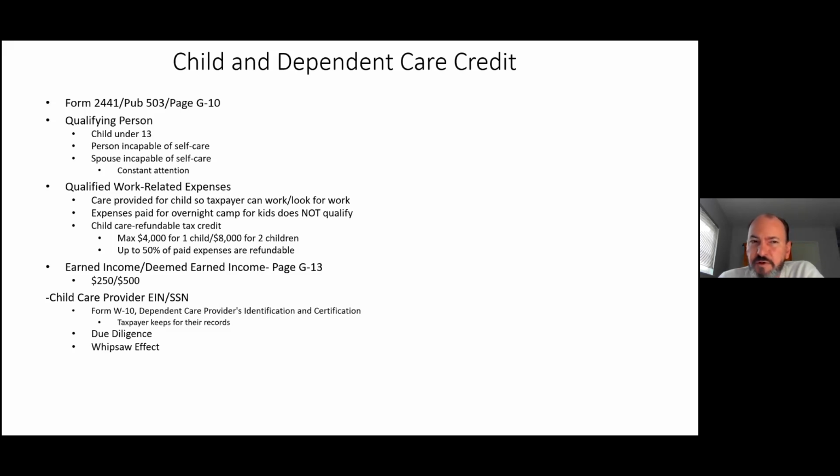And then also you have what are called people incapable of self-care. And that could be a spouse, or it could be someone who is over age 13.